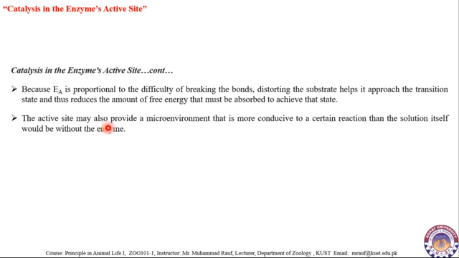The active site may also provide a microenvironment that is more conducive, more favorable to a certain reaction than the solution itself would be without the enzyme. So this is yet another significance of the enzyme, that they not only decrease the activation energy, but they also provide an ideal environment where the reaction can move forward.